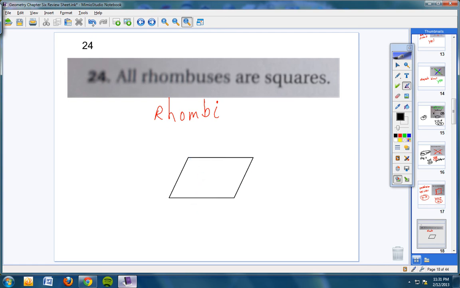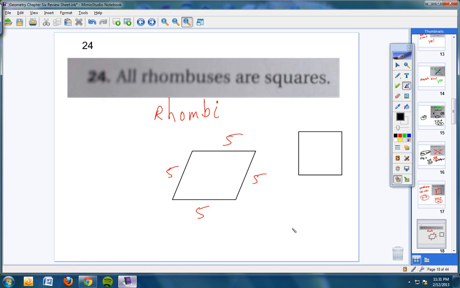There's a rhombus, let's say we have a length of 5, a length of 5, a length of 5, and a length of 5. But is that a square? No, we don't have a right angle here, so no. All rhombuses are not squares. All squares are rhombuses, though, I'll tell you that. If I draw a square, that's a square, and it's also a rhombus.